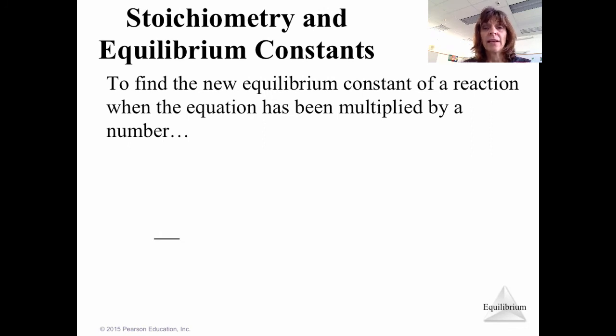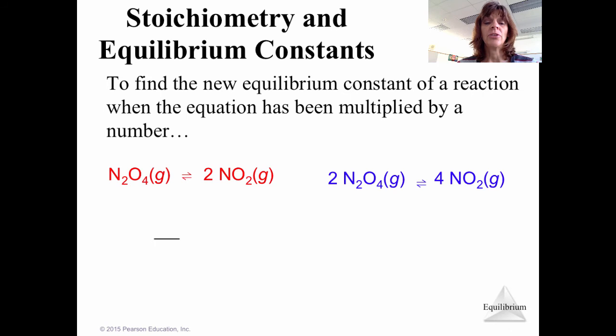Let's look at some other things that can change the Keq value. To find the new equilibrium constant of a reaction when the equation has been multiplied, such as N2O4 yielding 2NO2, changing to 2N2O4 yielding 4NO2, as you might have to multiply a reaction if you want to combine it to get a mechanism, or a Hess's law problem requires multiplying, let's see how that affects the equilibrium constant.